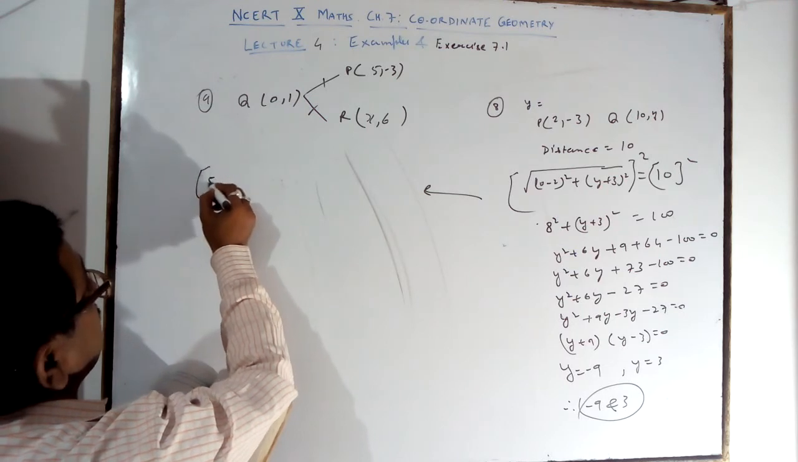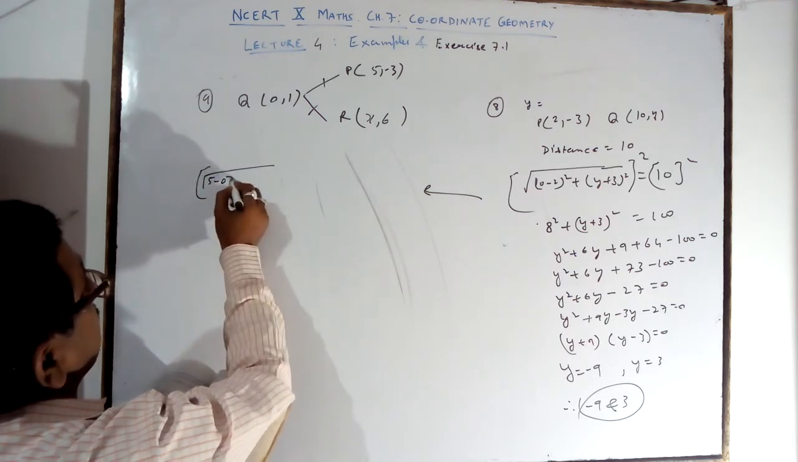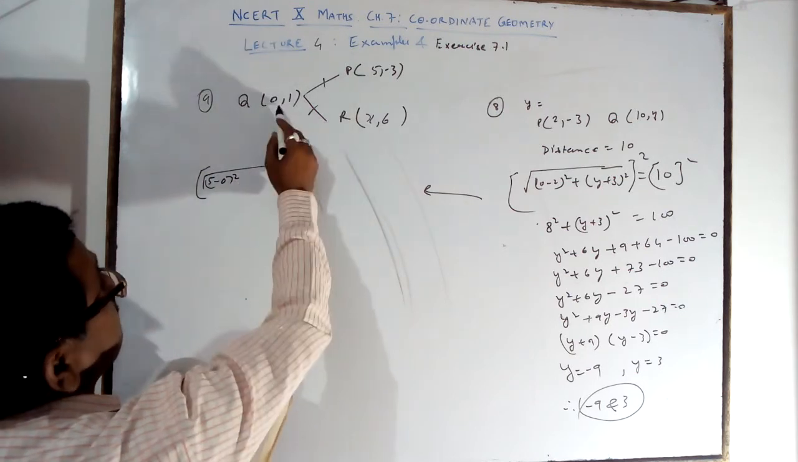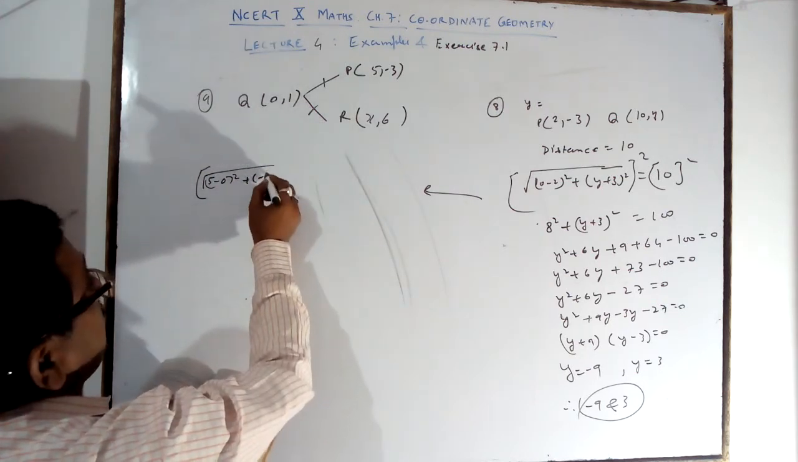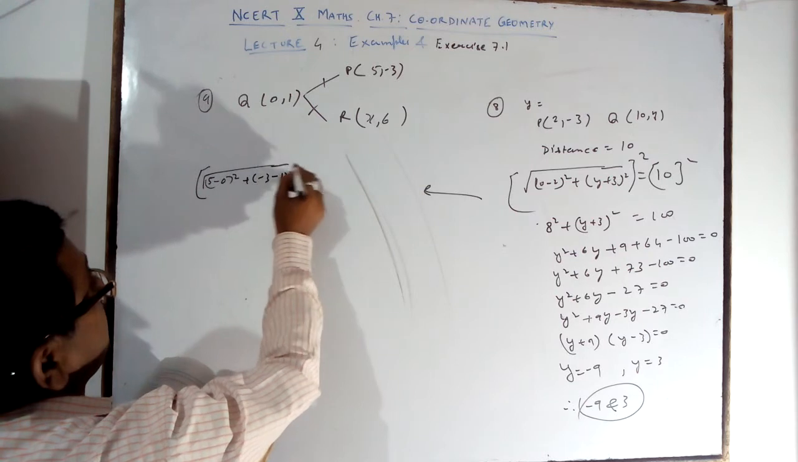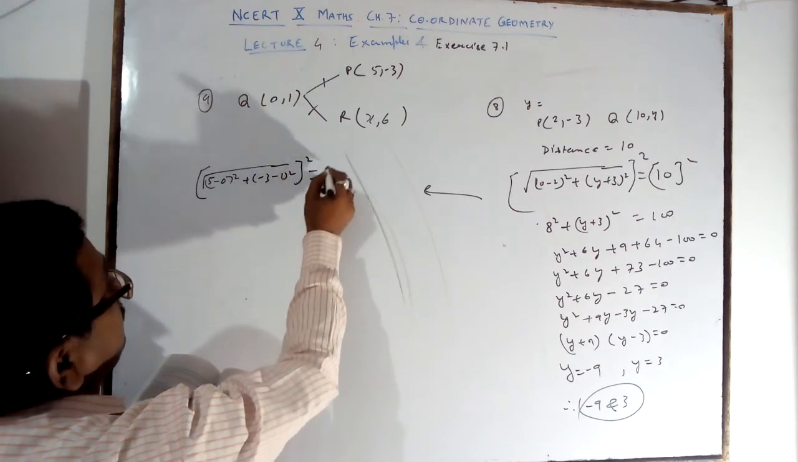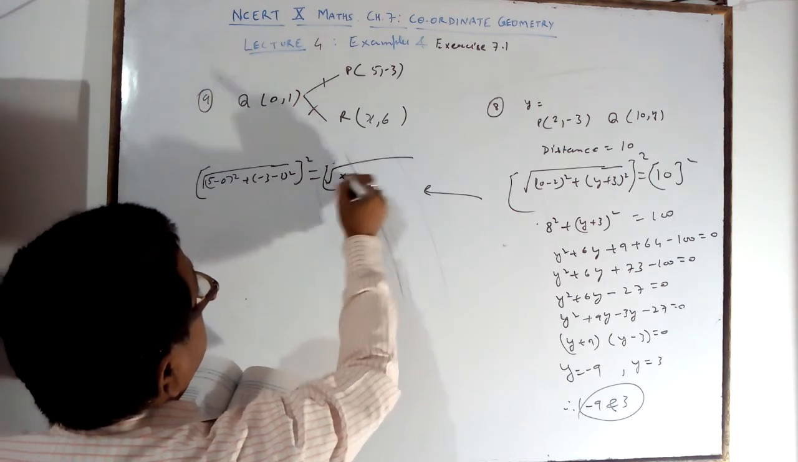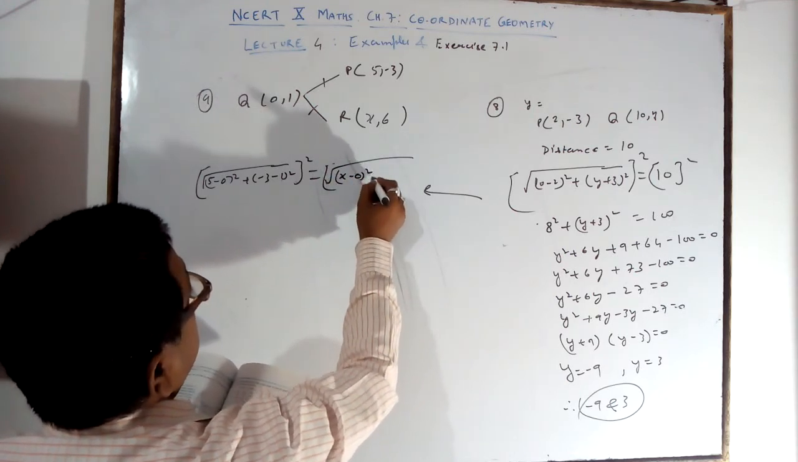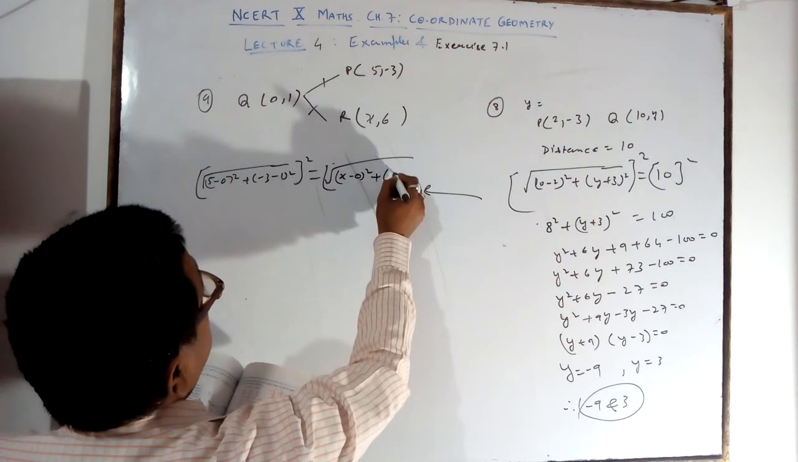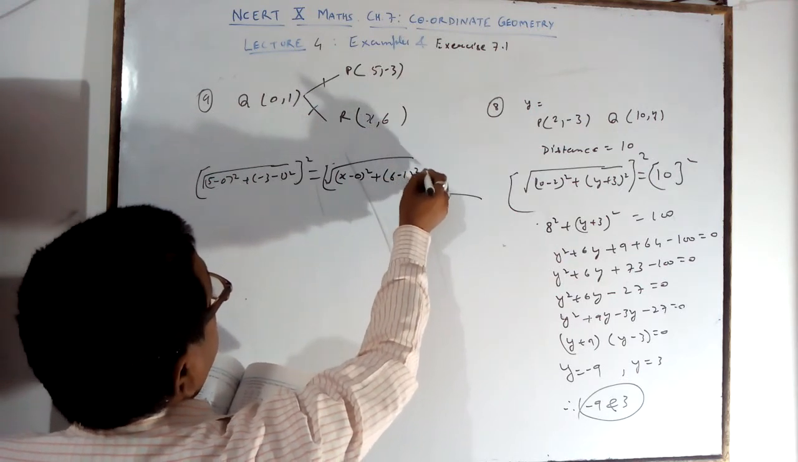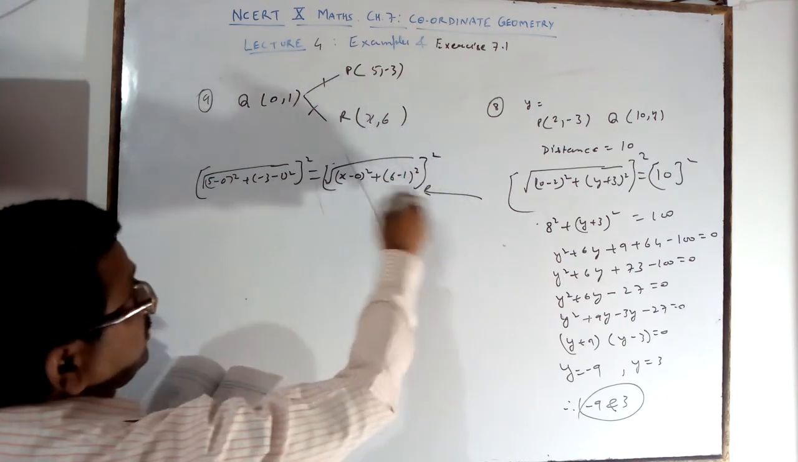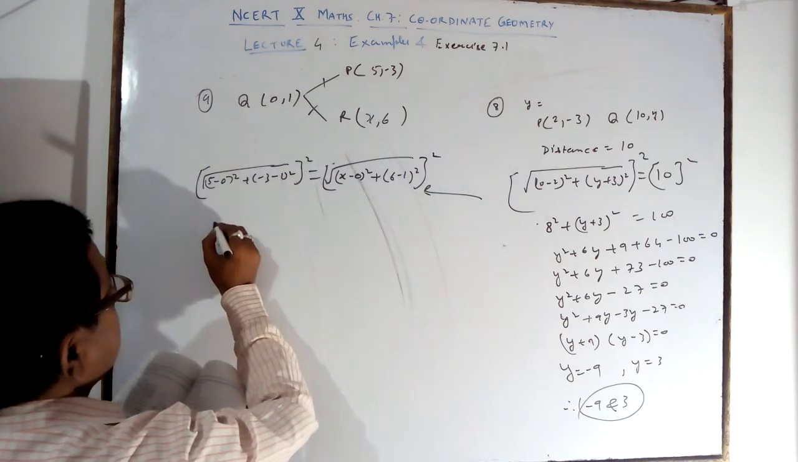(5 minus 0) square plus (minus 3 minus 1) square, whole square, is equal to (x minus 0) square plus (6 minus 1) whole square. Squaring both the sides like this. So what will you get?